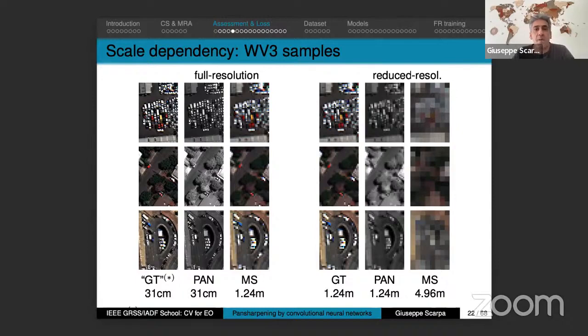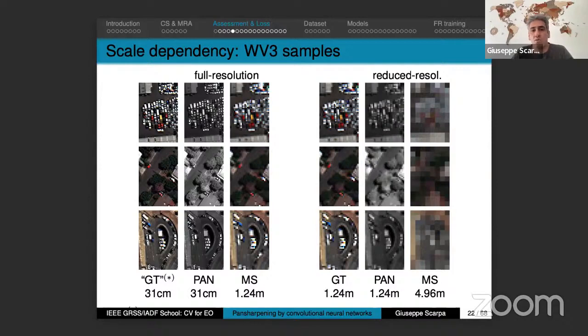Well, from these images, it clearly emerges that some categories of objects or classes are subject to severe modification of the spatial features, moving from the full resolution scale to the reduced resolution one. For example, the vehicles, like cars, whose shape is well preserved in the full resolution PAN, with these 30 centimeter wide pixels, are reduced to a few pixels in the synthesized PAN, with no hope to catch the object shape.